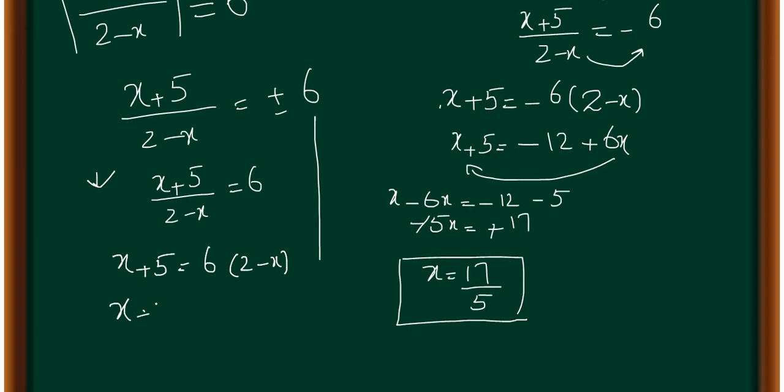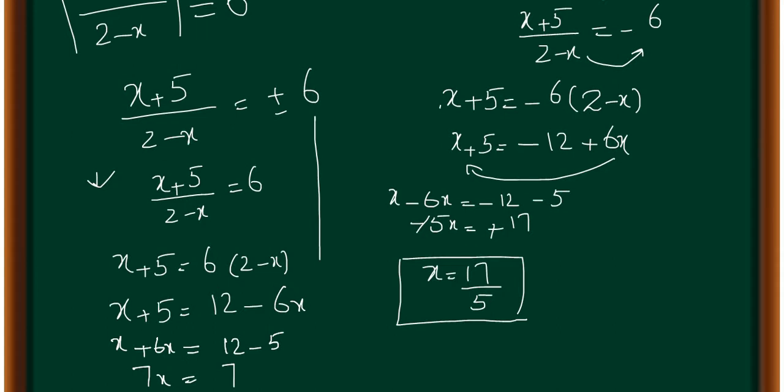Here I get x plus 5 is equal to 6 multiplied by 2. Here I get 12 minus 6x. Okay, now I shift minus 6x on the left side of equal. Here I get x plus 6x is equal to 12 minus 5. Here I get 7x is equal to 12 minus 5, which is equal to 7.